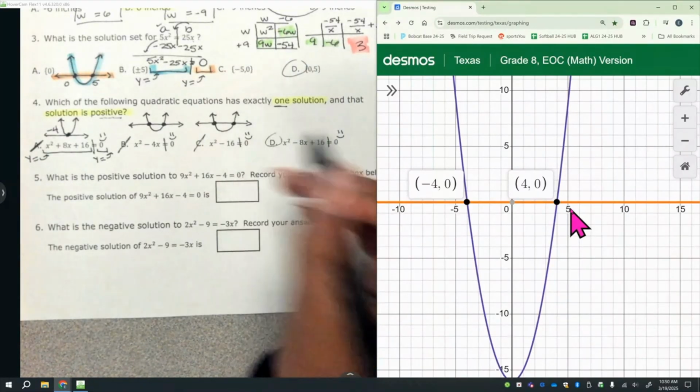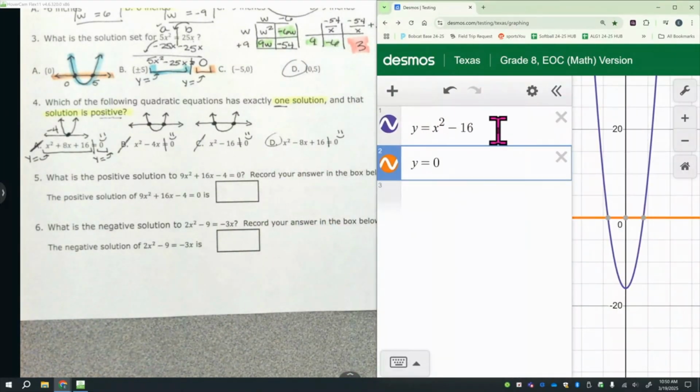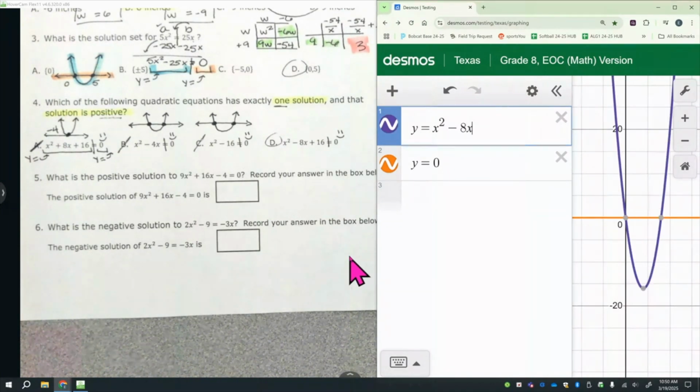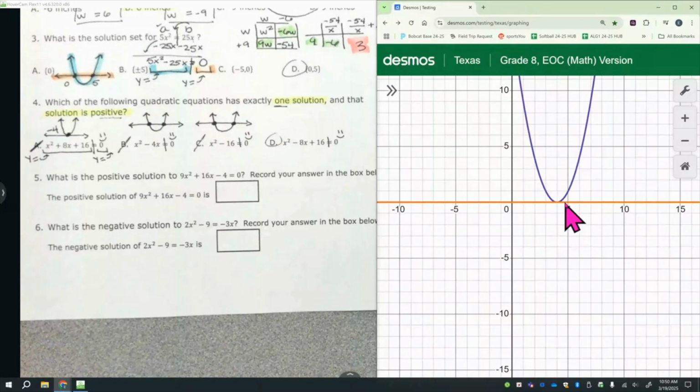So D has to be my answer, but let's just double check. Here's why. We have x squared minus 8x plus 16. Okay, let's look at our parabola. Okay, how many times does it touch my x-axis? Click. It touches my x-axis 1 time.